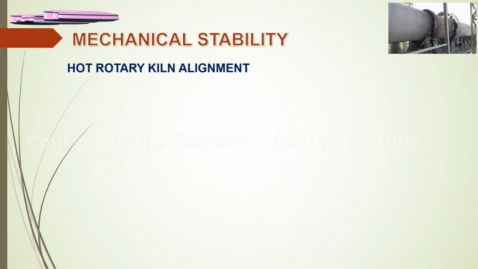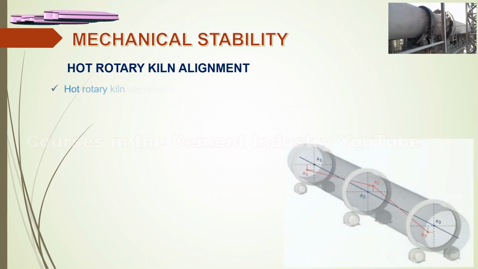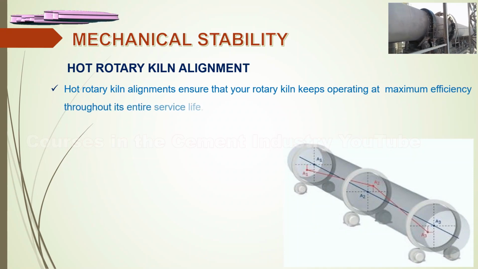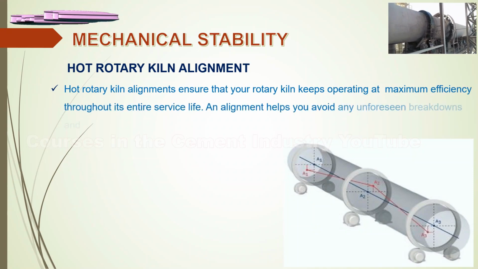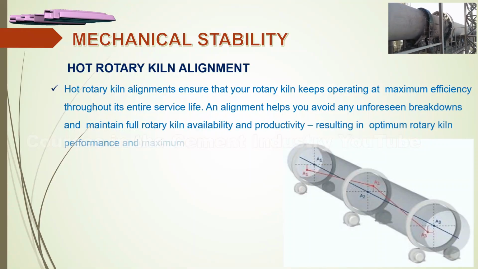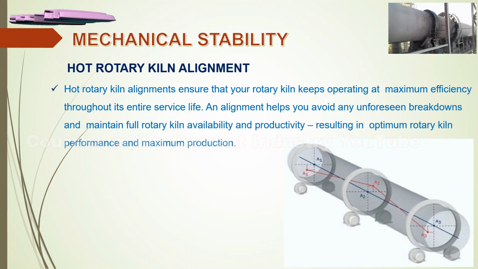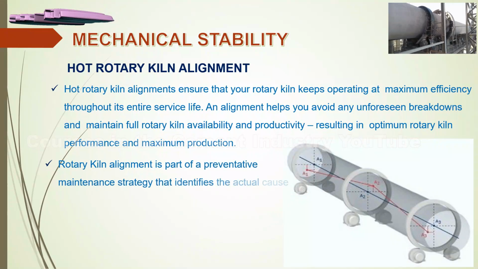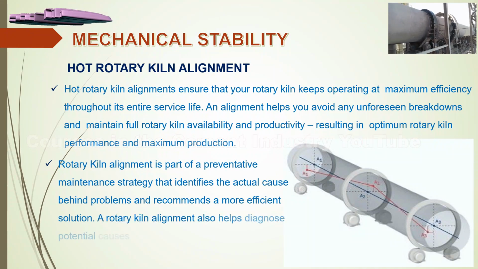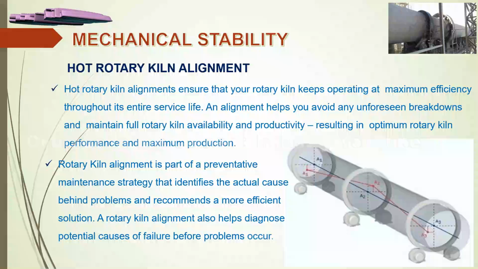Hot rotary kiln alignment. 1. Hot rotary kiln alignments ensure that your rotary kiln keeps operating at maximum efficiency throughout its entire service life. An alignment helps you avoid any unforeseen breakdowns, and maintain full rotary kiln availability and productivity, resulting in optimum rotary kiln performance and maximum production. 2. Rotary kiln alignment is part of a preventative maintenance strategy that identifies the actual cause behind problems, and recommends a more efficient solution. A rotary kiln alignment also helps diagnose potential causes of failure before problems occur.